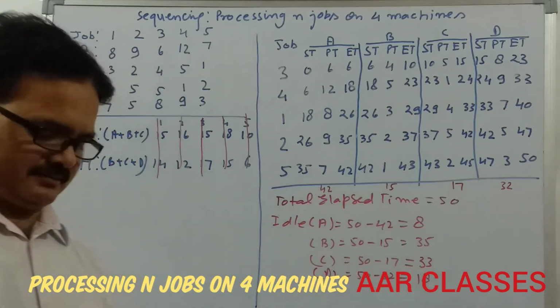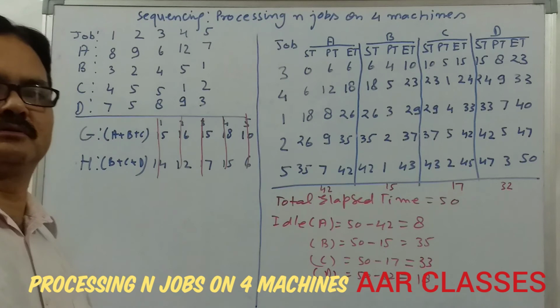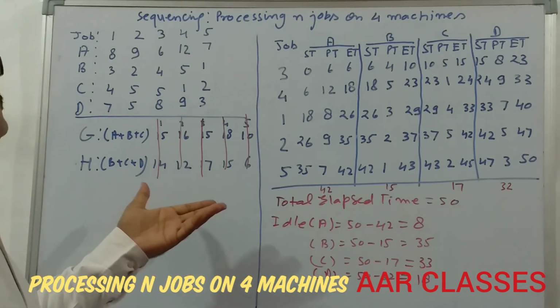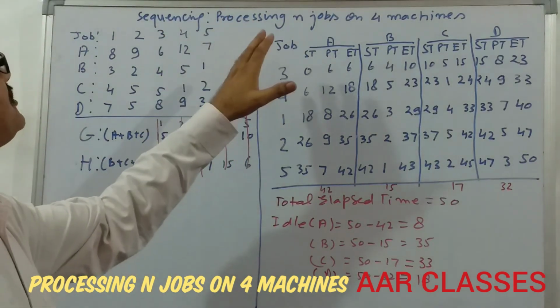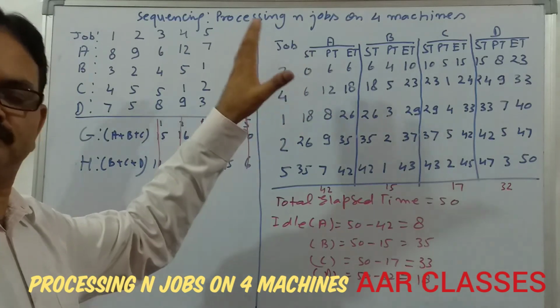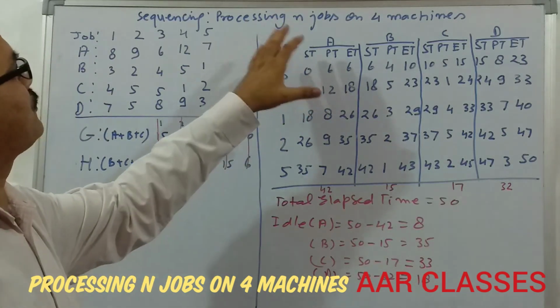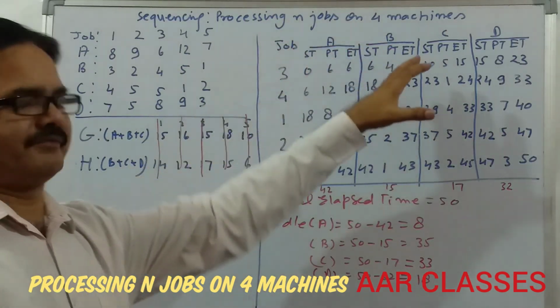So I hope that you have clearly understood how to solve sequencing problem of n job, processing n jobs on 4 different machines.